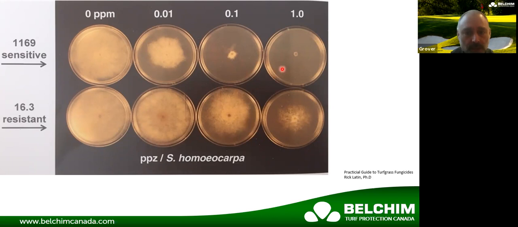Here we have culture plates of dollar spot. The culture plates on top are dollar spot that is not resistant, meaning sensitive. And down here, we have dollar spot that is resistant. Here are your controls on the left-hand side, and you can see the difference. These culture plates have been amended with different concentrations of propiconazole. So you can see how you have some resistance down on the bottom. Even at 1 part per million, you're still getting some fungus growth within that culture plate. So yes, it does exist.